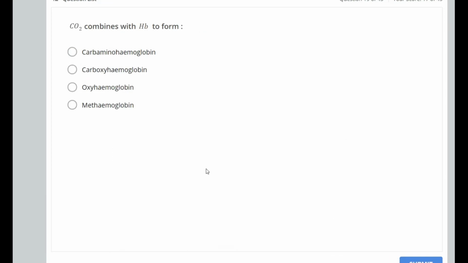CO2 combines with Hb to form carbaminohemoglobin, carboxyhemoglobin, oxyhemoglobin, methemoglobin. Which is the right answer? Option A is the right answer.